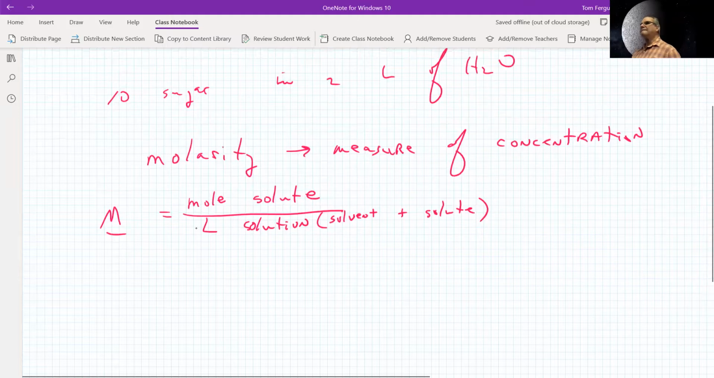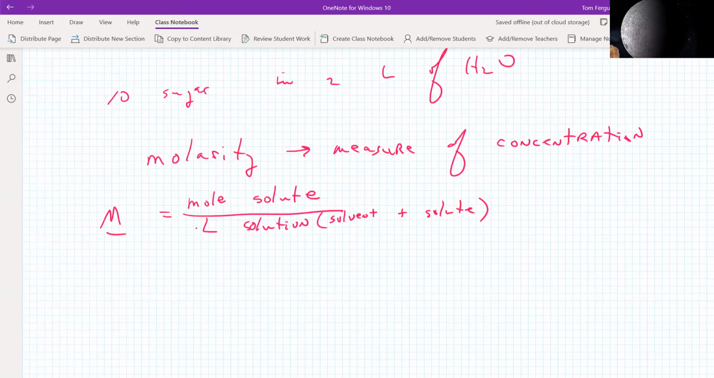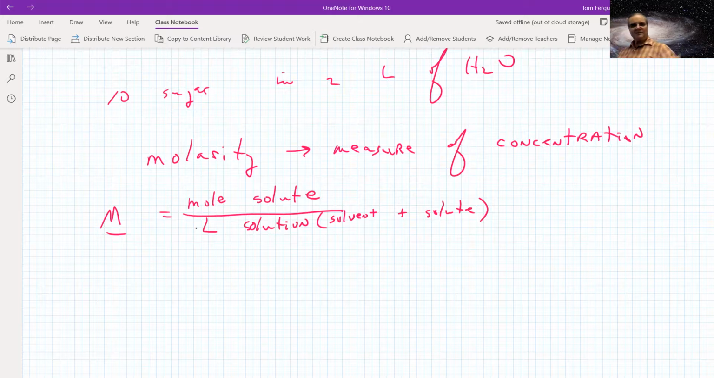So tonight I want to talk about, there are a lot of examples of tackling molarity. And then on Tuesday, make up solution. Make up the dry ingredients. Okay, so let's look at some examples.